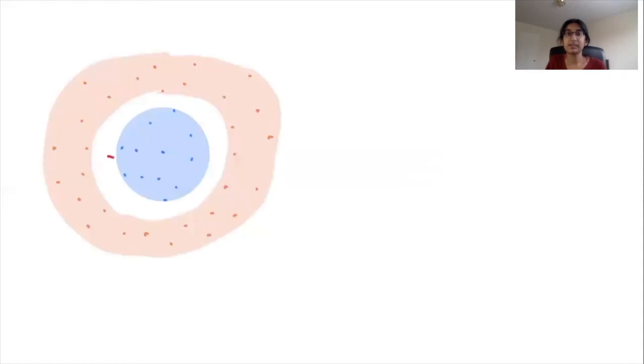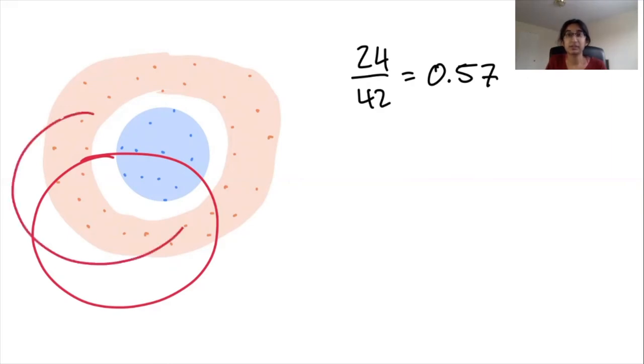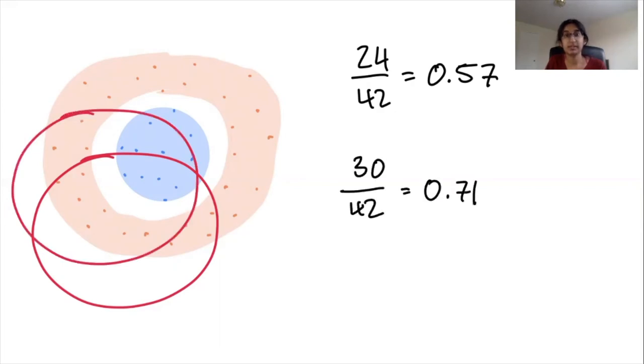Let's say it draws a circle like this first. We can calculate how many it got right by counting how many blue points are inside the circle and how many orange points are outside the circle, and dividing this by the total number of points, since the circle is supposed to separate them. So this guess only got a little over half the points right. But if the next time it guesses a circle like this, then it gets about 70% of the points right.